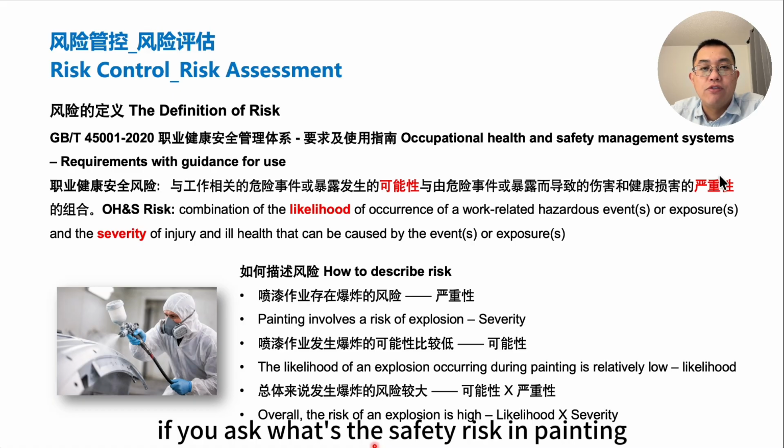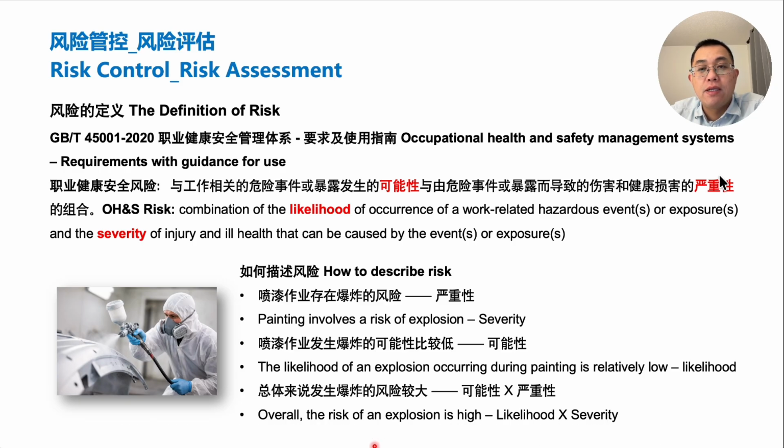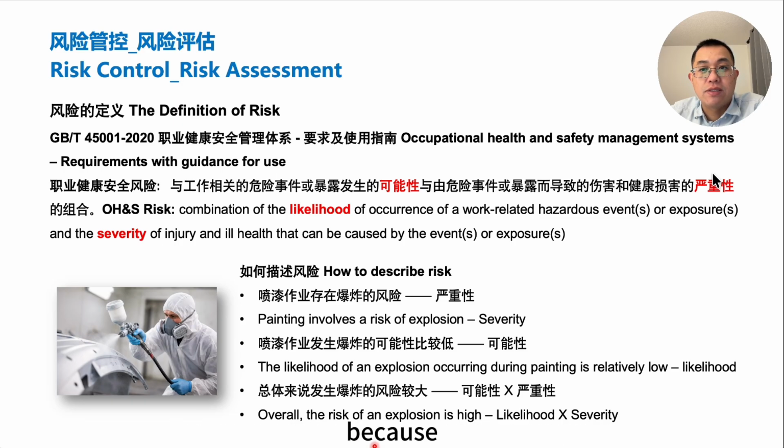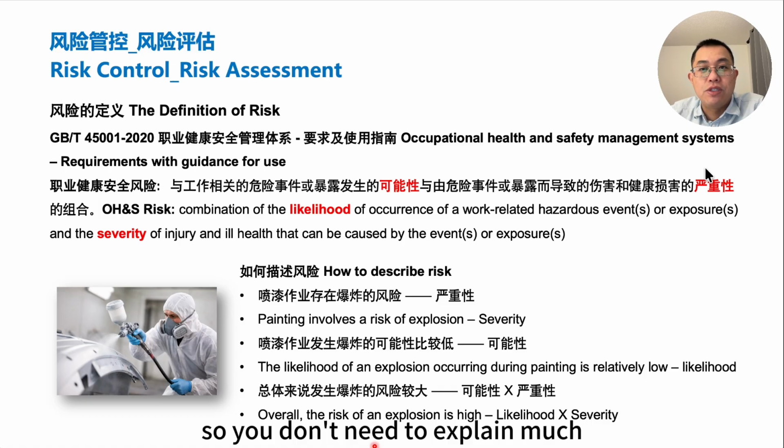For example, if you ask, what's a safety risk in painting? Someone might say, it has the risk of explosion. Explosion is a consequence, but it also tells you the severity, because an explosion usually involves multiple fatalities, so you don't need to explain much, people get it right away.